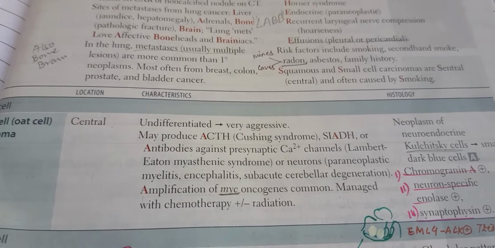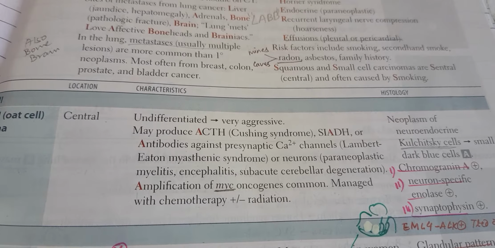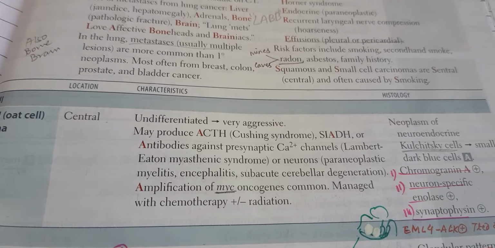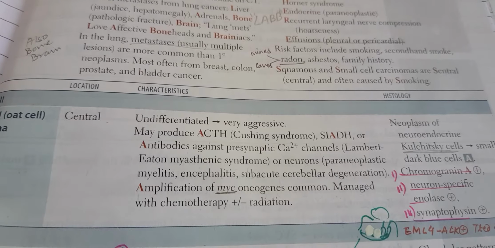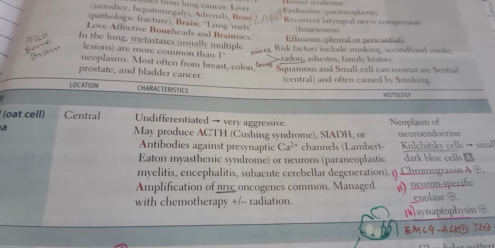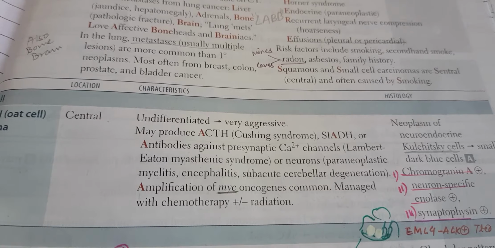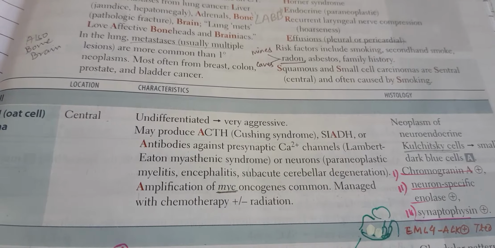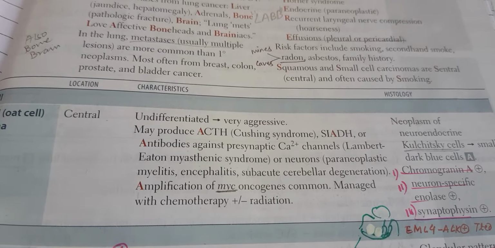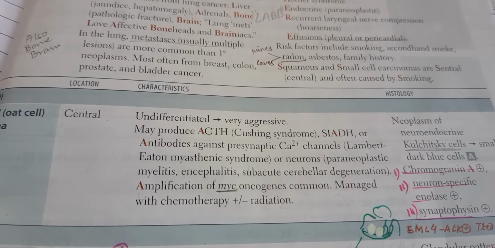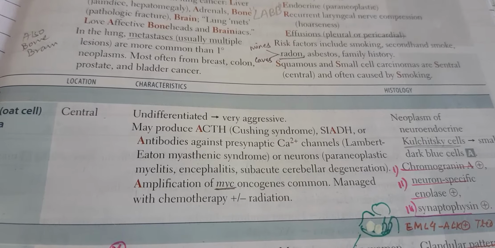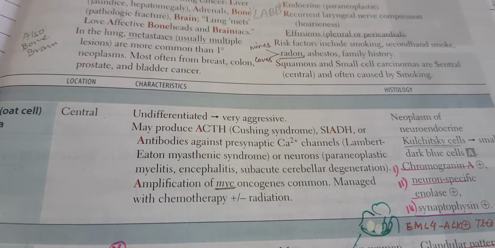Undifferentiated, but it is very aggressive, may produce hormones like ACTH causing Cushing syndrome, SIADH, or antibodies against presynaptic calcium channel, Lambert-Eaton myasthenic syndrome, or neurons leading to paraneoplastic myelitis, encephalitis, or subacute cerebellar degeneration. Amplification of MYC oncogene is common, managed with chemotherapy with or without radiation. So it cannot be surgically excised. So that is why we give chemotherapy with or without radiation.